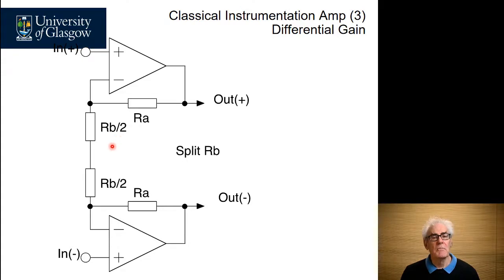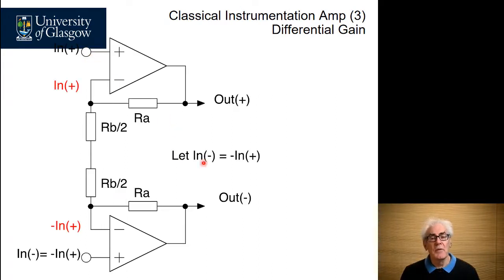So the first thing we do is we are going to divide this RB into 2. So we've got RB upon 2 up here and RB upon 2 down here. No change to the circuit, we've just simply split the resistor into 2 halves, and this will help us do our analysis. If we let the input signal at input minus equal the negative of the signal at input plus, in other words the signals are completely out of phase and symmetric with each other, then we land up with this here.